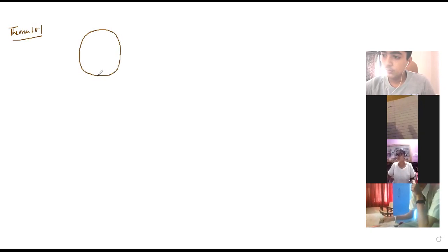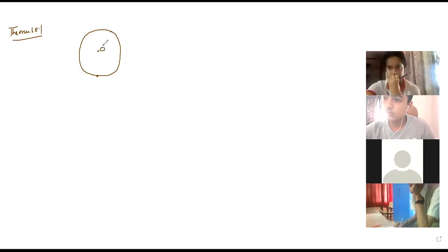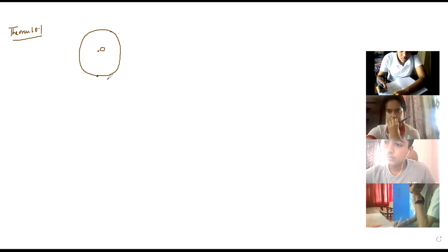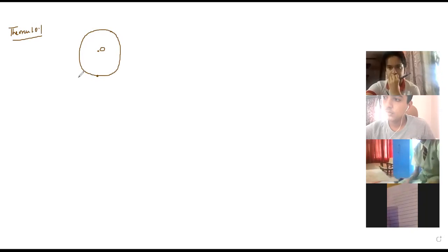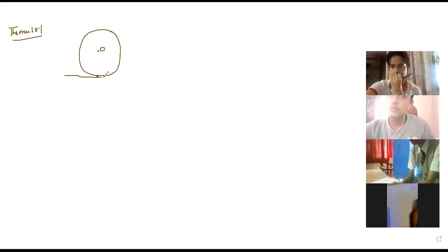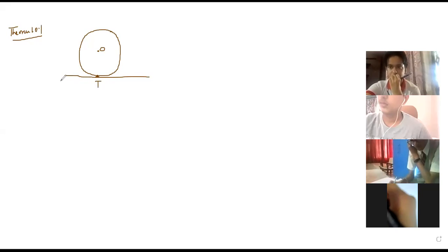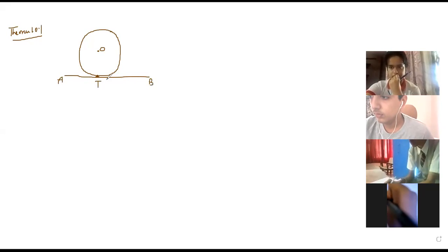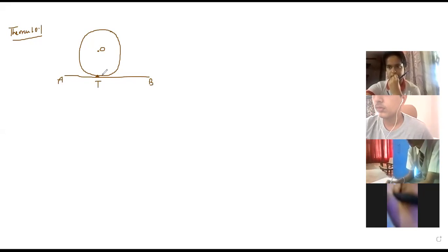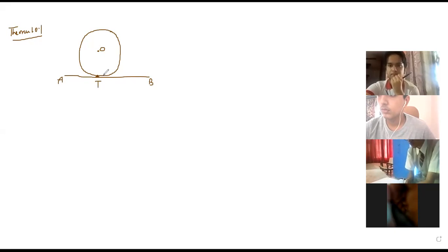I have taken any point on the circle because he is saying tangent at any point. I have a circle with center O and I have drawn a tangent at the point T on the circle. This is a point T which is on the circumference of the circle and AB is the tangent. Is perpendicular to the radius through the point of contact.